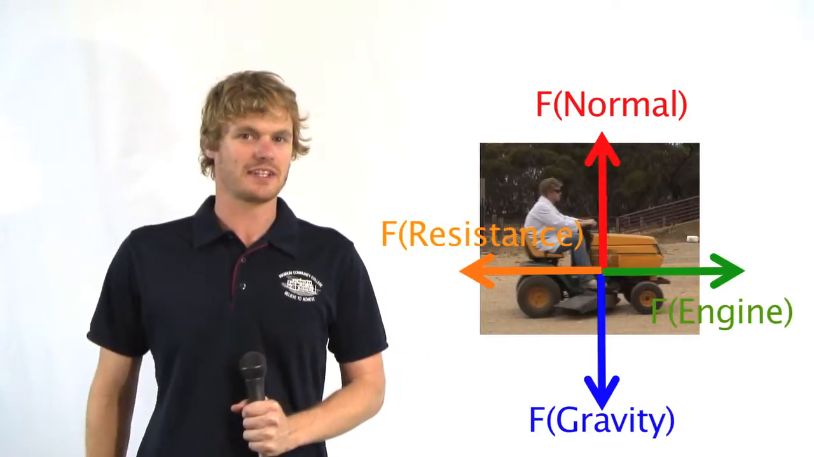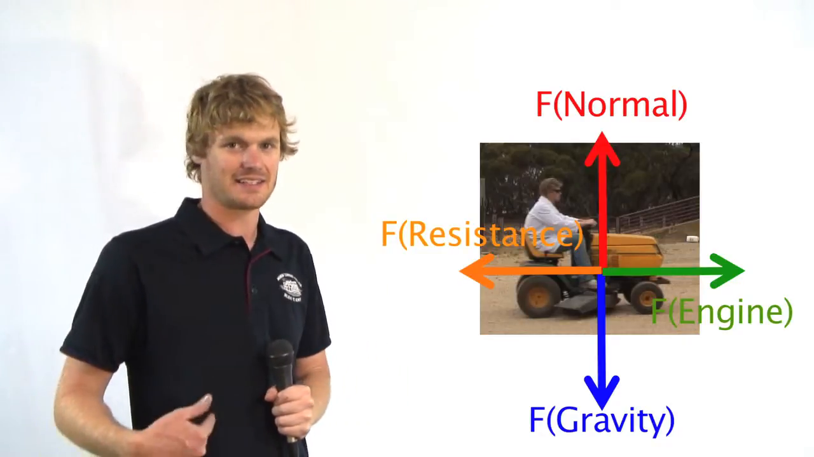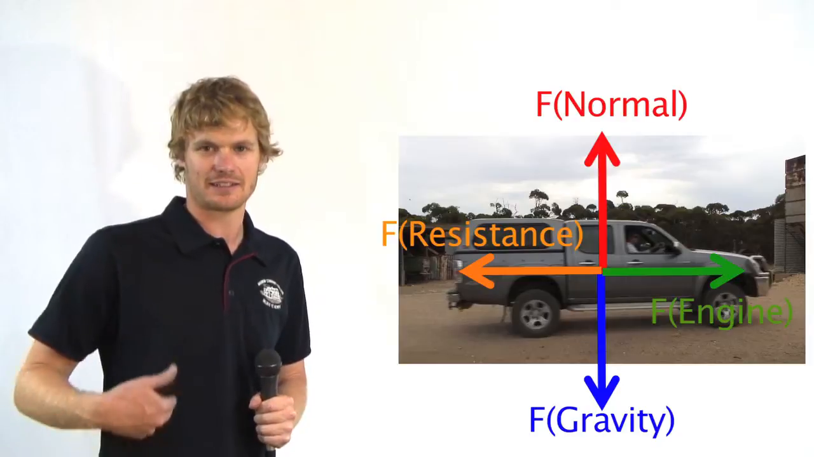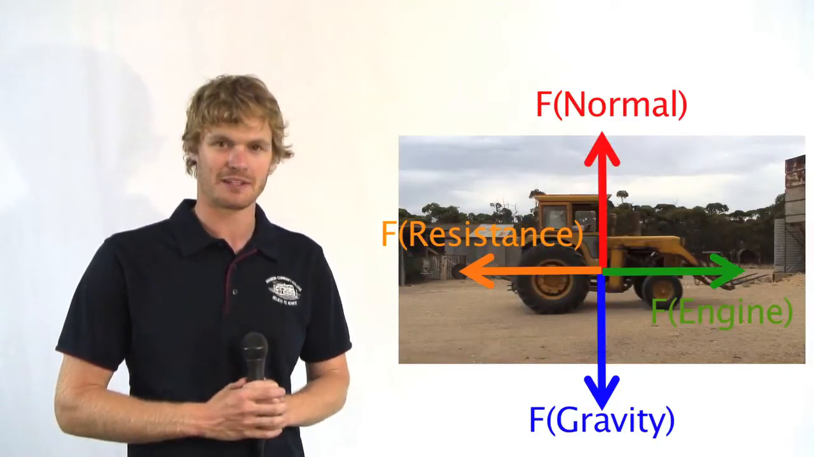If we draw all these vectors up, we get a lovely little picture. Like I said, depending on what the vehicle is, you get different sizes, but they're all going to be relatively the same. It doesn't really matter too much. Okay, so we now see the forces acting on a vehicle moving at constant velocity in a straight line.